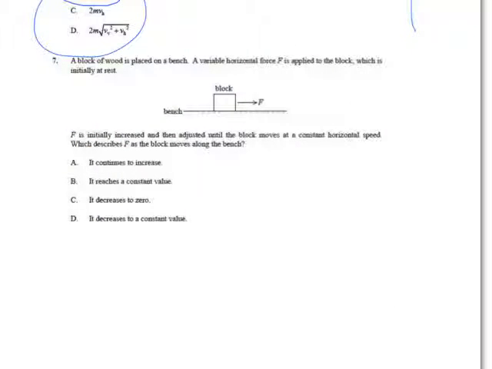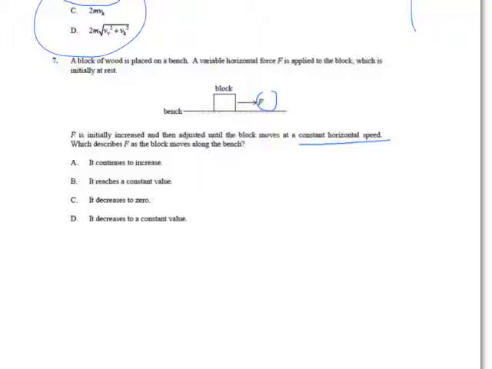Number 7, a block of wood is placed on a bench. A variable horizontal force, so F varies, is applied to the block, which is initially at rest. F is initially increased and then adjusted until the block moves at a constant horizontal speed. Which describes F as the block moves along the bench?